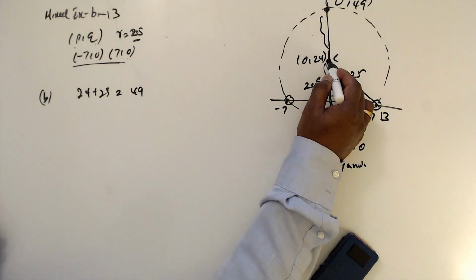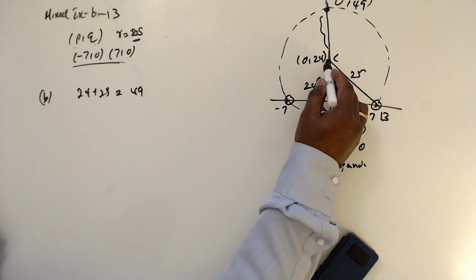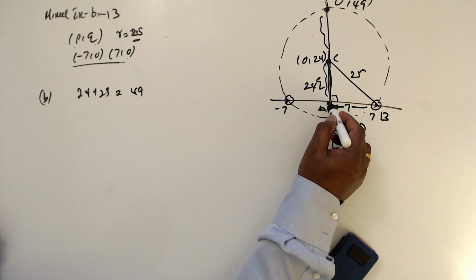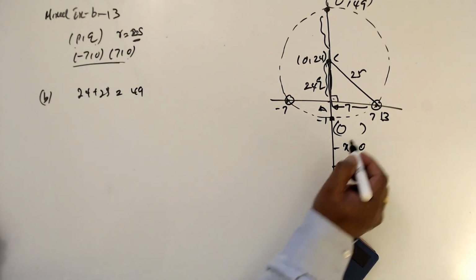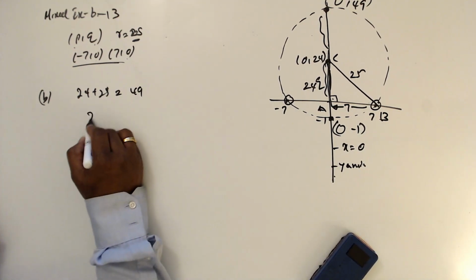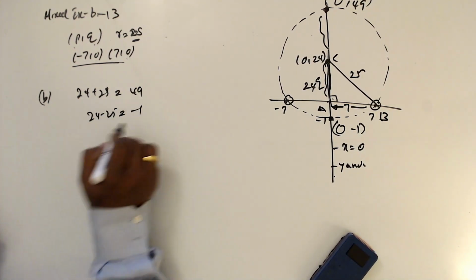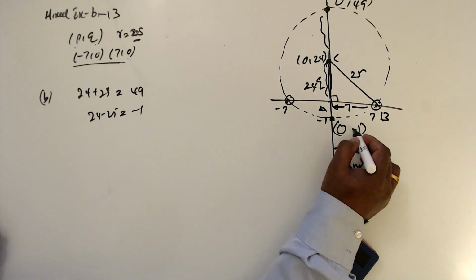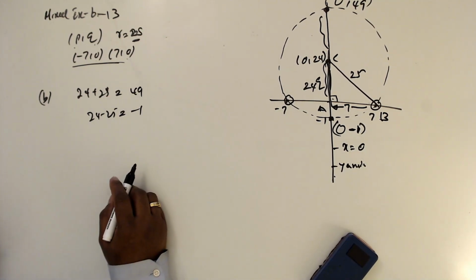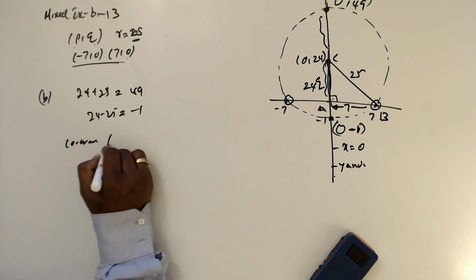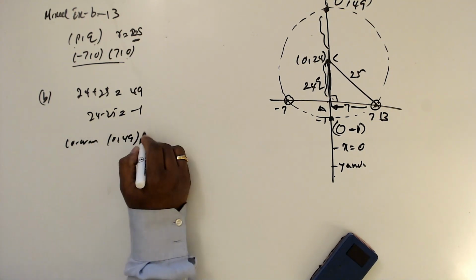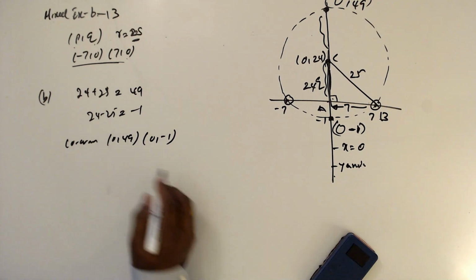Now in here, take up to here 24 and this is 1. This value is going to be minus 1. Basically 24 minus 25 is minus 1. So the coordinates are 0, 49 and 0, minus 1.